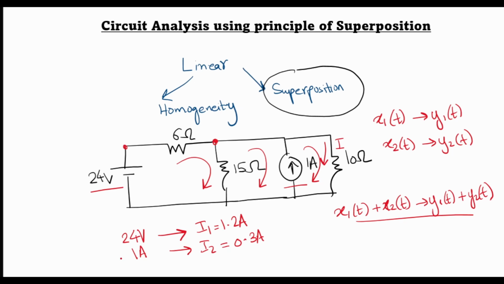Now when both of these are applied simultaneously, like in this circuit, the response is simply the sum of these two currents, and I equals 1.2 plus 0.3, which is equal to 1.5 amperes. So you see how simple the analysis became when we applied the principle of superposition. We didn't have to write any loop equations or find the node voltages in the circuit.